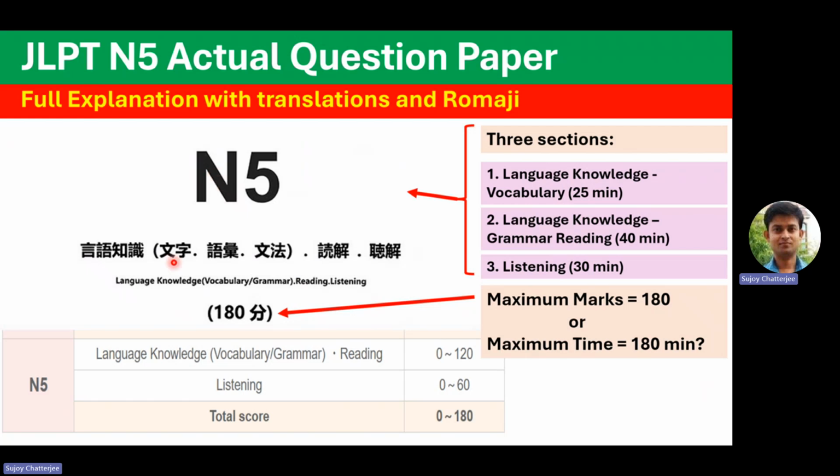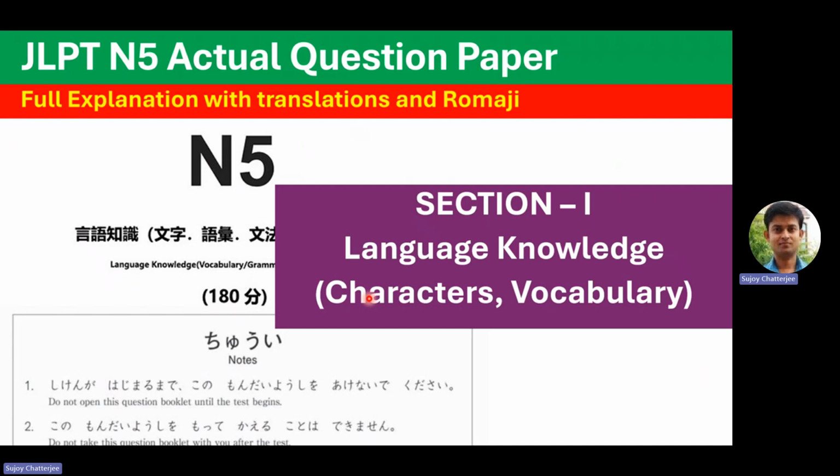N5 JLPT test: language knowledge, which contains vocabulary and grammar, reading and listening. The three sections are divided as follows: the first section is language knowledge, which contains only vocabulary. The second contains language knowledge, grammar plus reading, which is 40 minutes. And the third section is the listening section, which is 30 minutes.